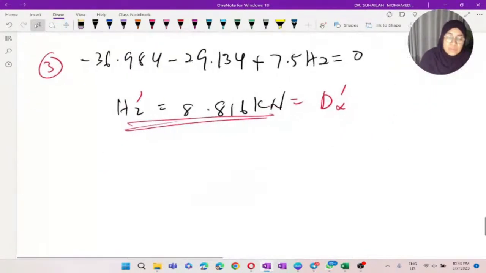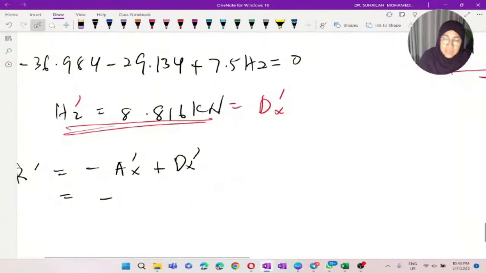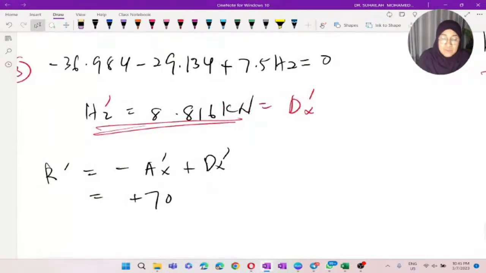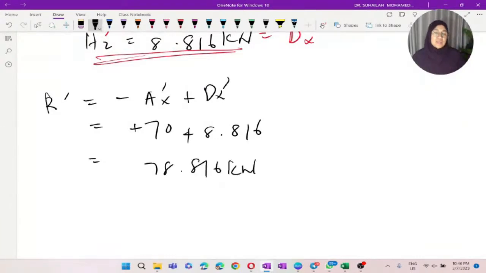So we want to calculate the R prime value. R prime is equal to negative AX prime plus DX prime. So negative 70, it is negative 70, so positive 70, we plus with 8.816, so we get 78.816 kilonewton.